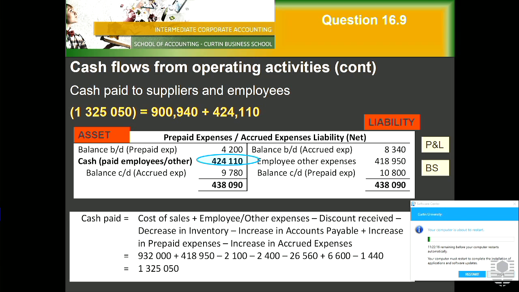Now, if you wanted to use the formula to work out your cash from your operating activities, you start with your cost of sales, add in your expenses from your profit and loss, minus out the discount received, minus out the decrease in inventory. Remember, if it's an increase in inventory, you would add it. We've got an increase in accounts payable, we minus that out, but if it was a decrease, you'd add it. So depending on, remember, I'm just highlighting again, this is where it gets confusing if you use the formula. You can see how easy it is to get confused in the exam.